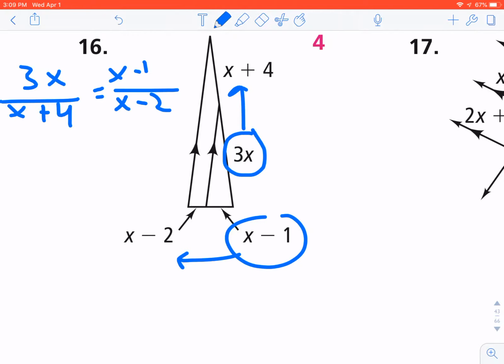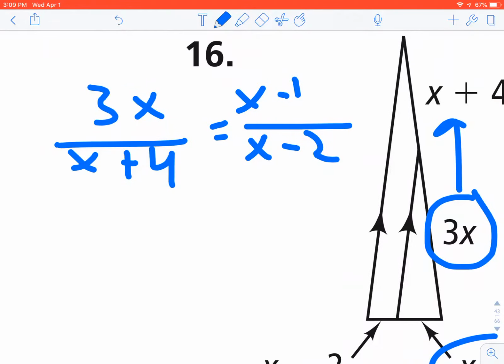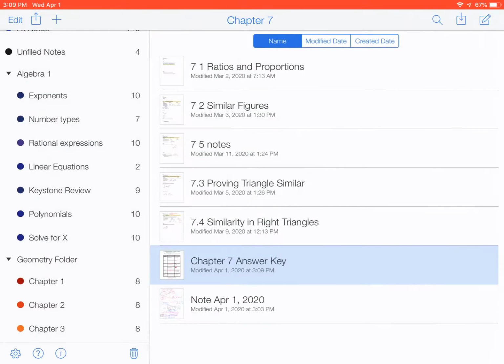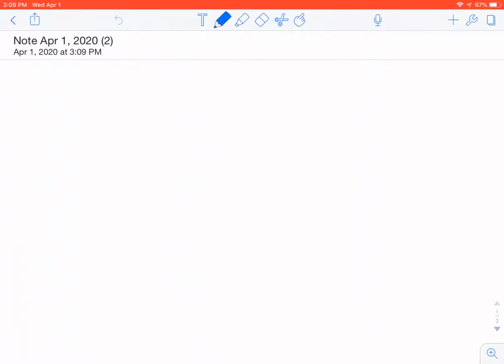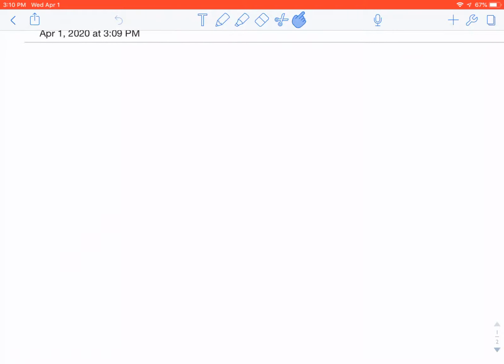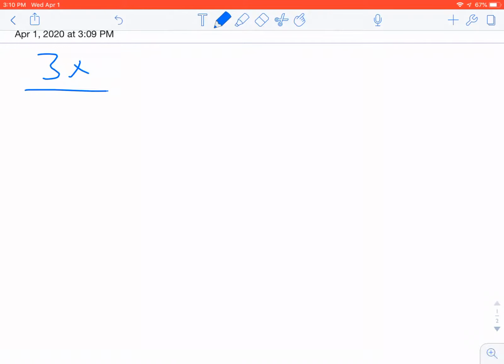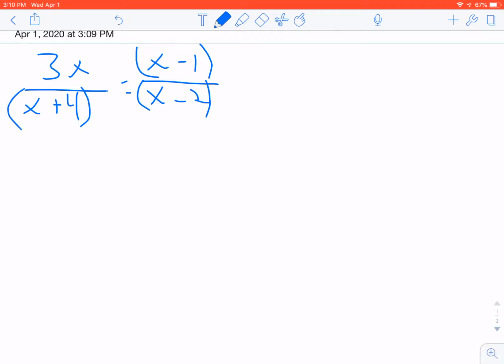So the one thing that's important to do, again, whenever you're dealing with binomials in your proportion, is to put them in parentheses. Okay, and actually before I get started, I'm going to go to a new page so I have plenty of room to do the work. So let's copy down my setup here. I had 3x is to x plus 4 as x minus 1 is to x minus 2. So again, make sure you put all of your binomials, anything with two terms, in parentheses to remind you to distribute when you cross multiply.